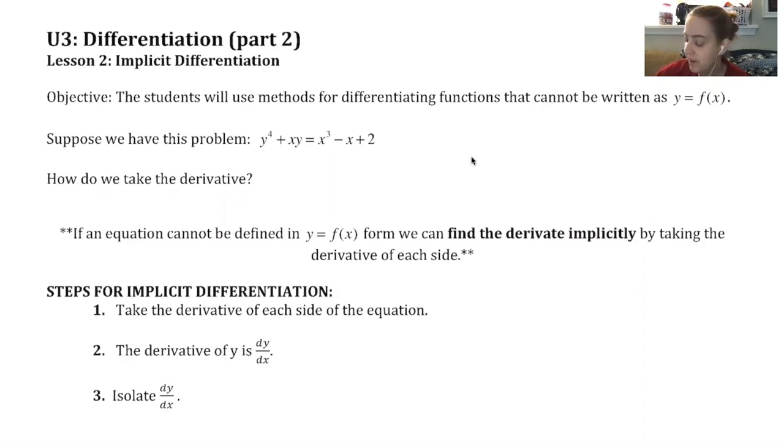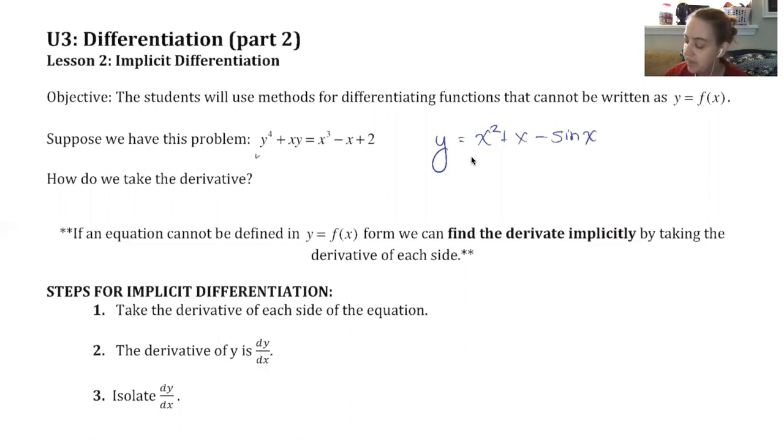So suppose we have the problem y to the fourth plus xy equals x cubed minus x plus 2. How do you take the derivative? Everything that we've done so far has been y equals something. So for example, we've had y equals x squared plus x minus the sine of x. You can find the derivative of each piece of those individually.